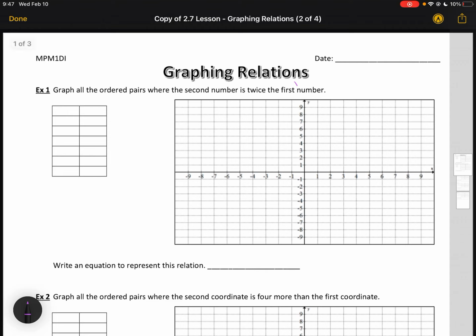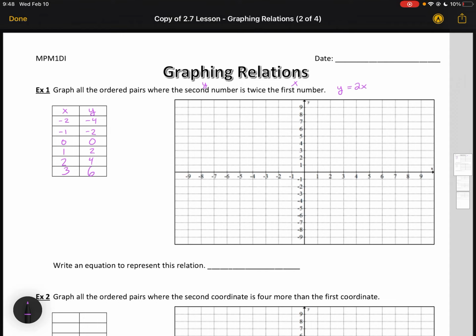So let's let x represent that first number and y represent the second number. So that means I'm looking for the relationship where my second number is going to be 2 times my first number. Now what I can do is fill in my table of values. So my first number is x. My second number, y, is going to be twice that. So -4, -2, 0, 2, 4, and 6.